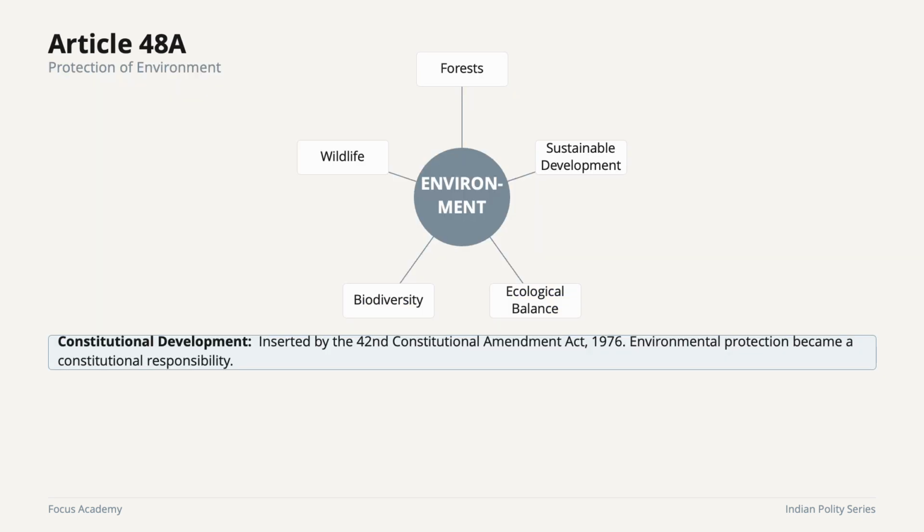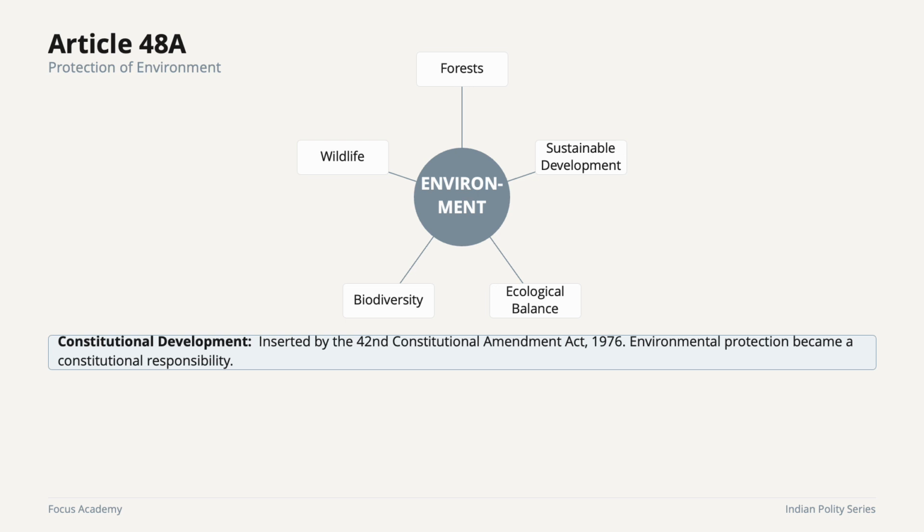My personal opinion. Article 48A, we have the protection of environment. Okay. We have the protection of environment, forest, wildlife, sustainable development, biodiversity, ecological balance. I don't need to explain that, you understand. Article 48A, protection of environment.